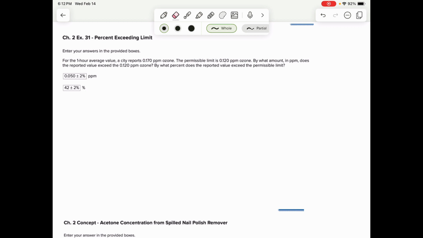All right, I'm going to work through this problem. You probably saw one similar to it back in Chapter 2 work problems. This is reporting an ozone level with a permissible level, and then what amount does the value exceed, and then by what percent does the value exceed.